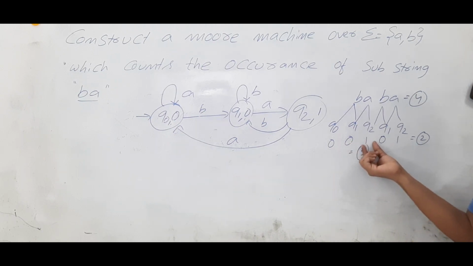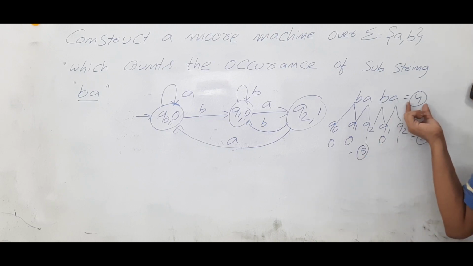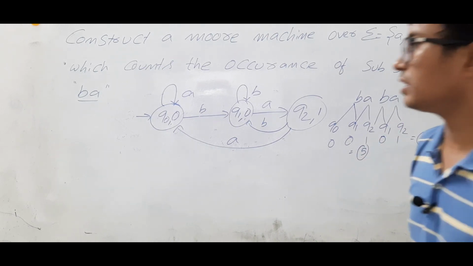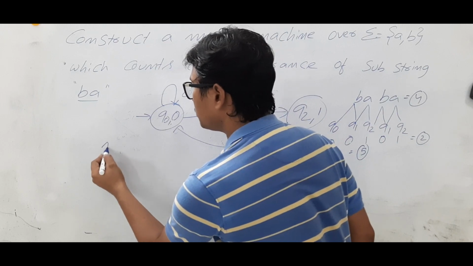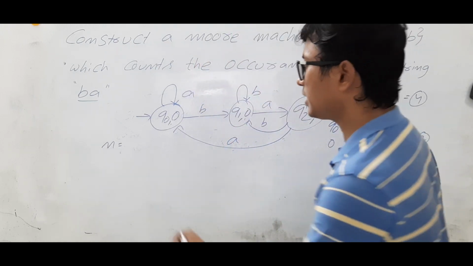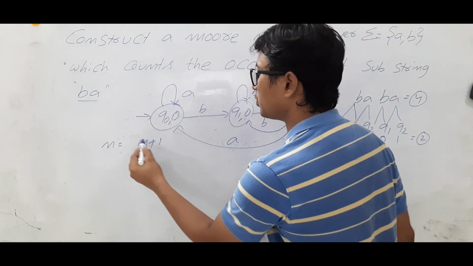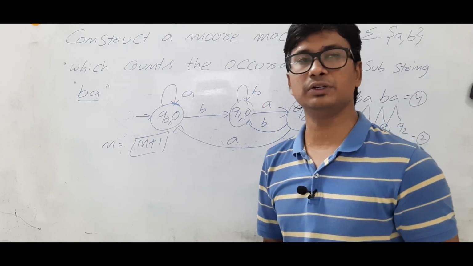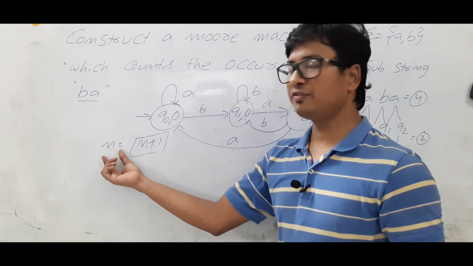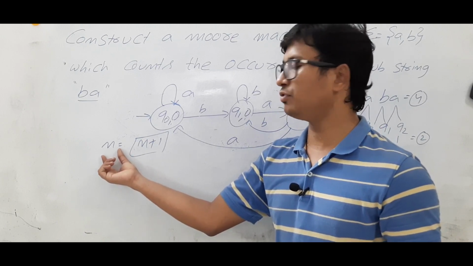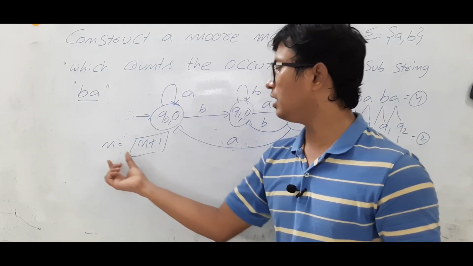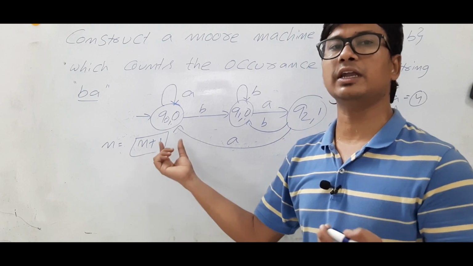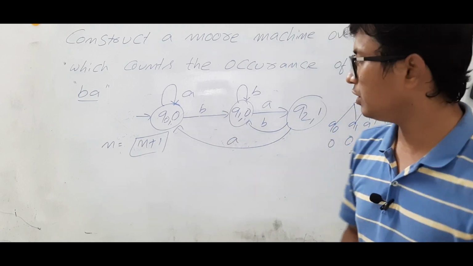0, 0, 1, 0, 1. So the length of your output is 5. The length of your input is 4. So remember one thing: if the input string length is n, you will get n plus 1 as the output. Let me note this down. Please, I request everyone to note down this point. If you give the input length as n to a Moore machine, the output it generates will be n plus 1. If you want to verify, you can verify.